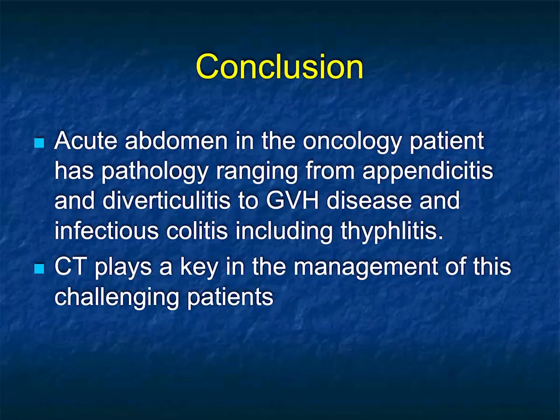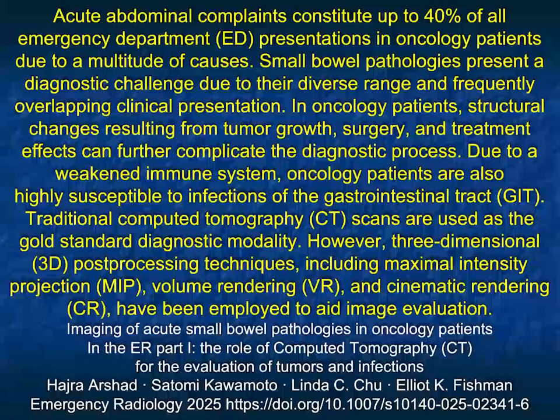So concluding then, the acute abdomen, the oncology patient, has the classic problems that all patients have in the acute abdomen: appendicitis, diverticulitis, ulcer disease, but then has the unique things from graft versus host disease to infectious colitis, to things related to chemotherapy or radiation therapy or immunotherapy. CT plays a key role in managing these patients. And again, the acute abdomen is 40% of presentation in the oncology patient. So it's very, very important that we understand the possibilities.